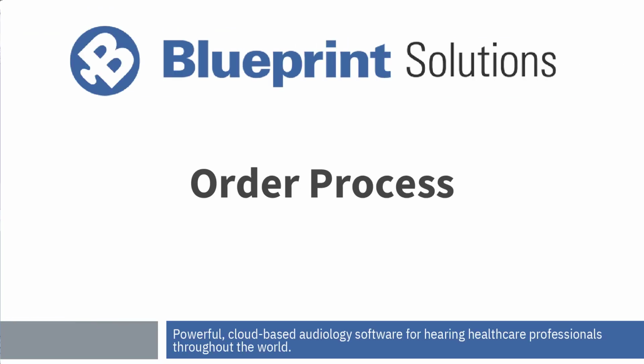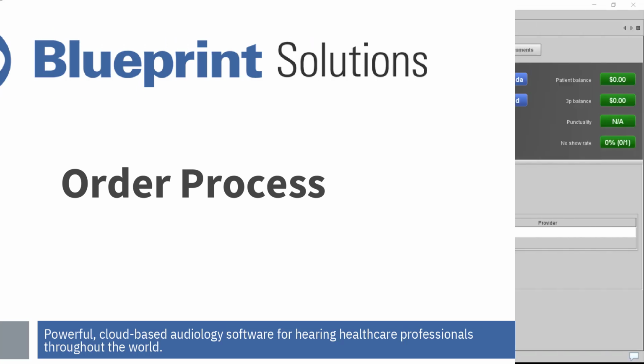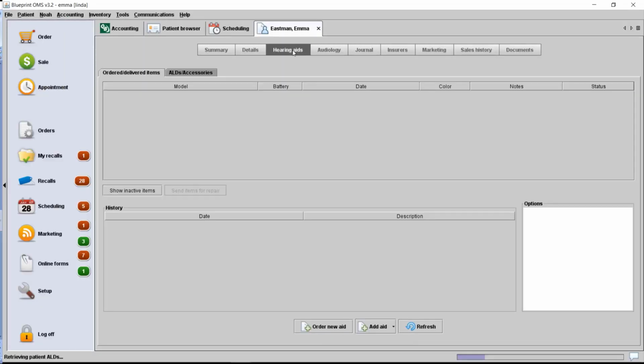To sell or add a hearing aid for a patient, we will click on the patient's hearing aid tab. Each patient gets their own hearing aid tab where their information is stored. At the bottom of the screen, you will notice 2 options: Add Aid or Order New Aid.